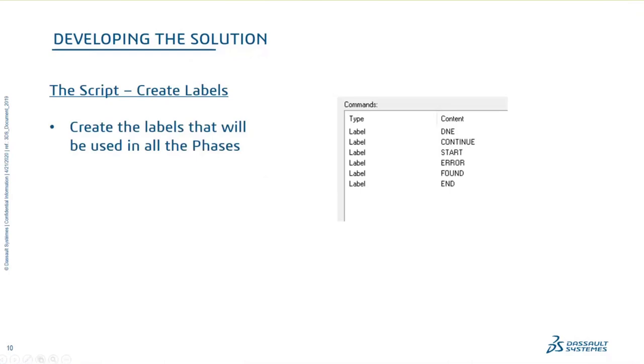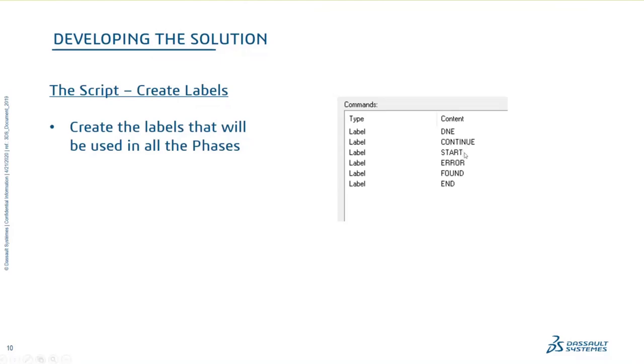The way that I generally do it is I try to think of, okay, what are the different sections that I'm going to do? So I just went ahead and created all the labels that I want to use. You'll use labels in conjunction with jump commands to move in the script in a manner that you need. So I have DNE, this is the does not exist. If the prefix doesn't exist, it'll jump to this label. This is continue. If we found the prefix, it's going to go here.